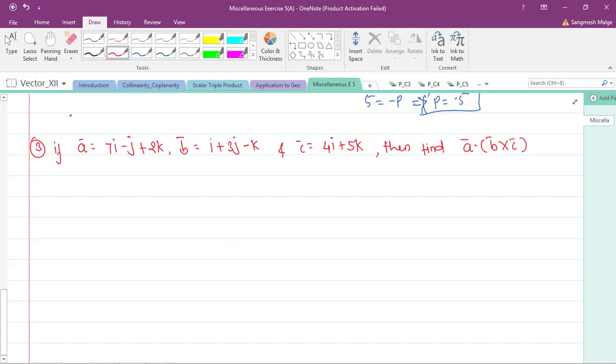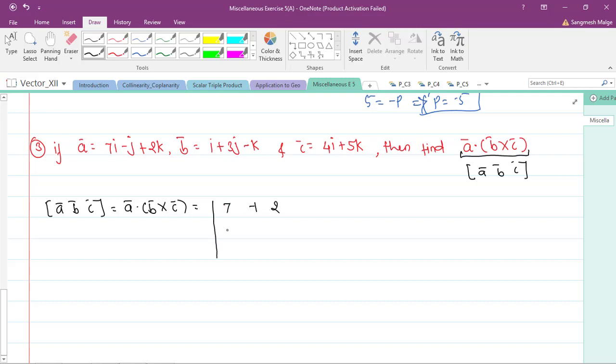Now what is this? By now we should understand what has been asked. This is nothing but the box product of A bar, B bar, C bar. I hope you remember the scalar triple product. It is denoted by [A bar, B bar, C bar], and it is equal to A bar dot B bar cross C bar, and it is given by the determinant of A vector 7 minus 1 2, B vector 1 3 minus 1, C vector 4 0 5.